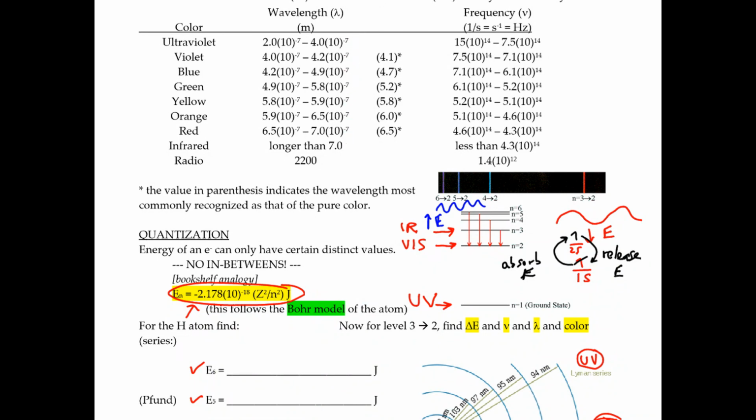And quantization means that the energy of an electron can only have certain distinct values. So the electron must have energy level 1 or 2 or 3. There's no in-betweens, kind of like a bookshelf. You have to have a book on this shelf or this shelf. The book is not going to be in between the shelves. So that's the same thing. Electrons have to be those specific energies. So when an electron falls from level 3 to level 2, instantly it changes from this energy to this energy. It's not like it transitions in energy. It's like an instantaneous change, and that's what quantization is.